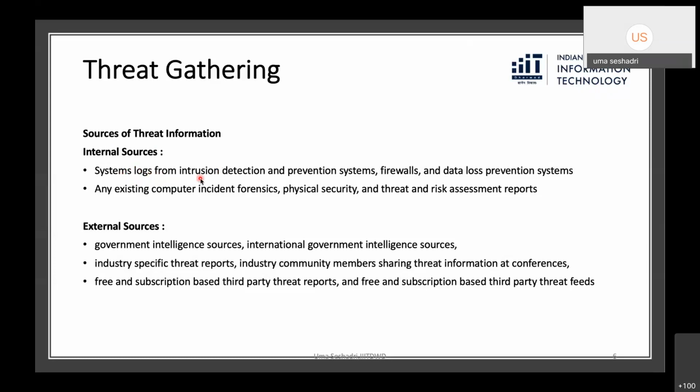What are those systems? They are nothing but intrusion detection and prevention systems. You have various software that helps you capture log data, which will tell you what kind of threat is going to happen. They may not reveal the threat actors, but they will give you alerts, messages that say there is a possibility of a threat. So basically they are alerts. You can have firewalls, you can have data loss prevention systems. These are different sources by which you can collect threat information.